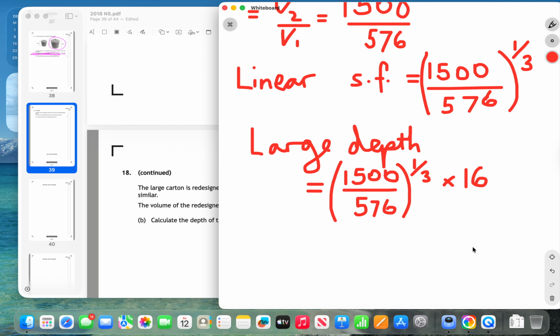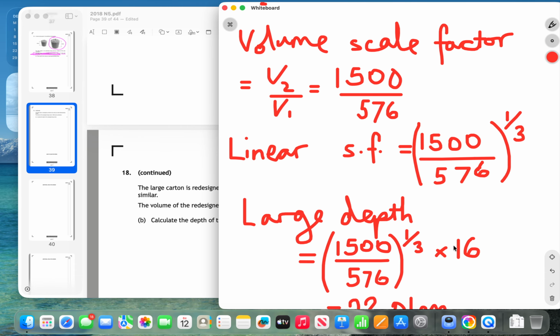And if you plug this into the calculator, then you're going to get a value of, I'm just doing that at the minute, we get 22.01 centimetres. The units are centimetres because we don't have a volume anymore.